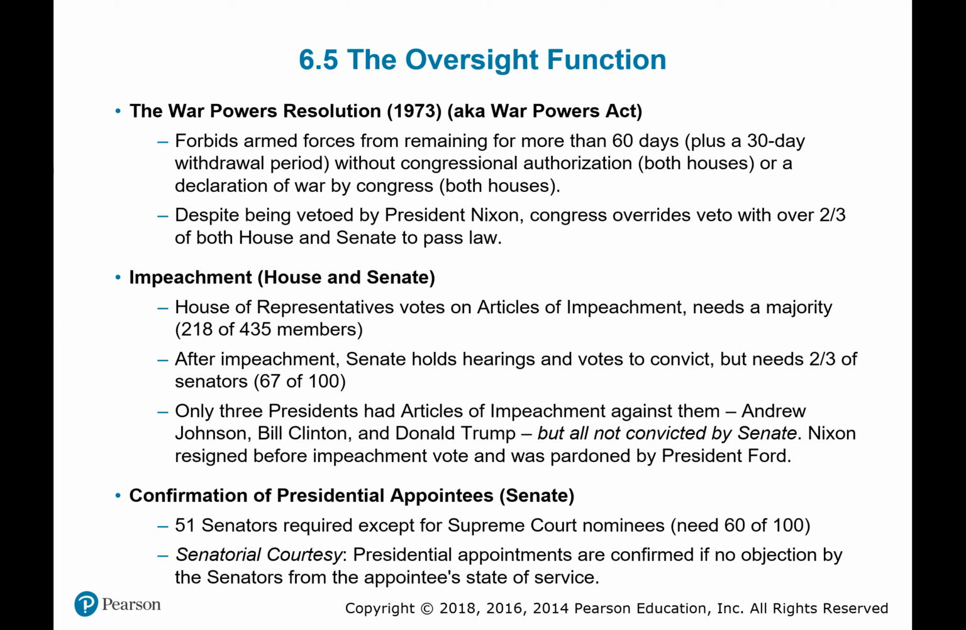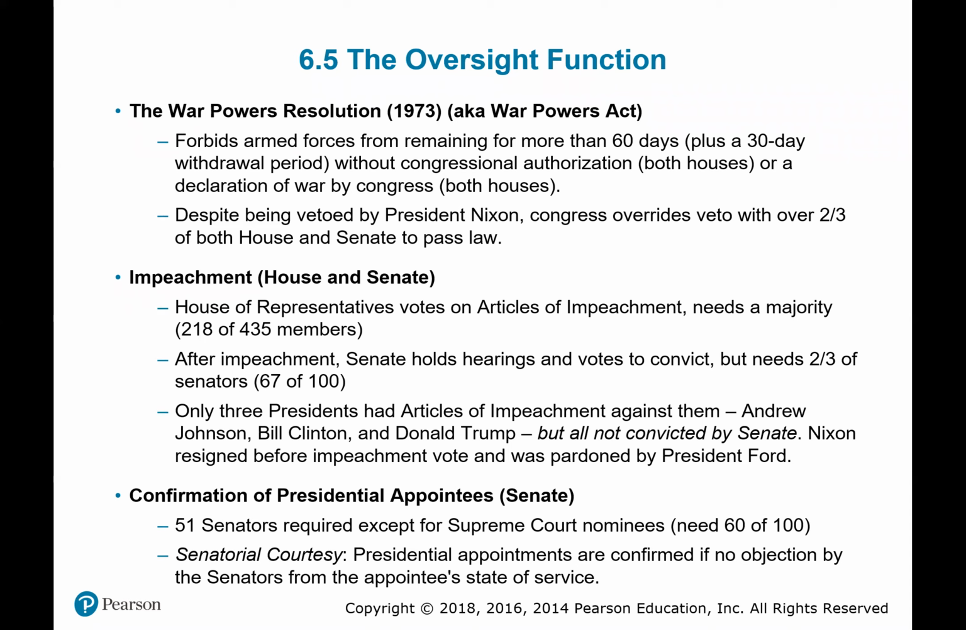Only three presidents have had articles of impeachment against them. That's Andrew Johnson, as we read in the text, who tried to challenge Congress by changing the Secretary of War, which was illegal at the time, as he was confirmed by the Senate under President Lincoln before he was assassinated. Bill Clinton with the Monica Lewinsky affair, and Donald Trump on two occasions, one for Russian interference and obstruction of justice, and the other for incitement of an insurrection. But as we saw, none of them were convicted by the Senate.